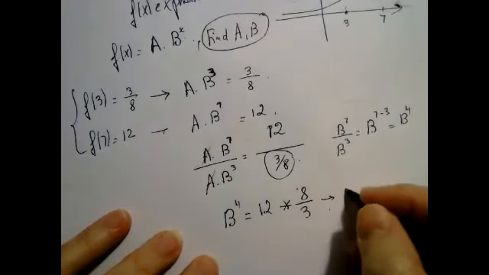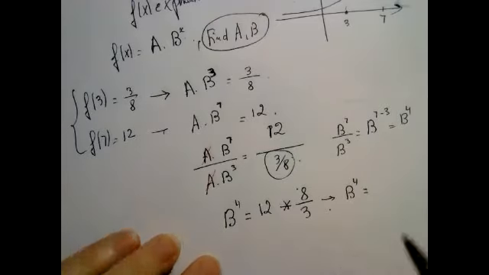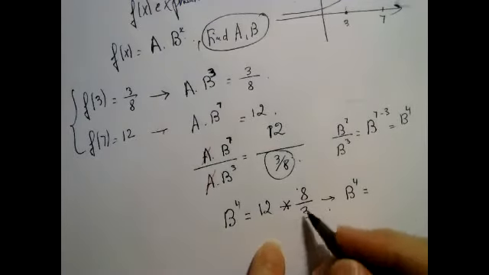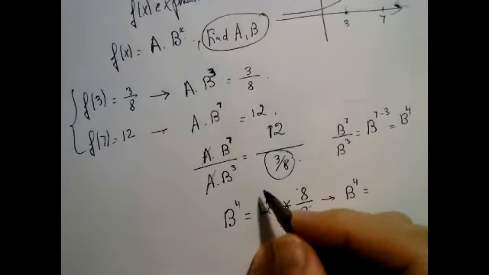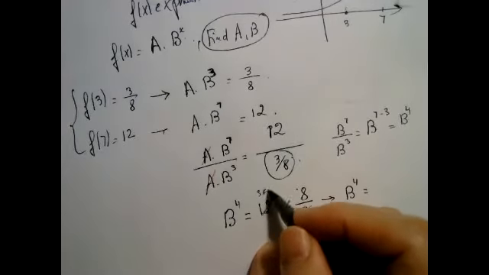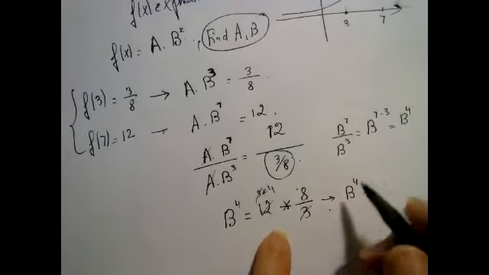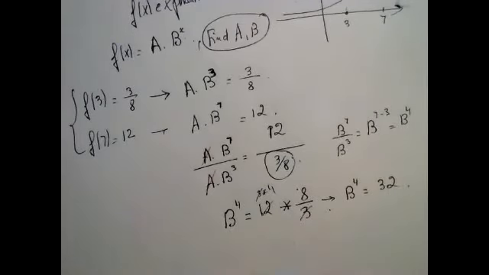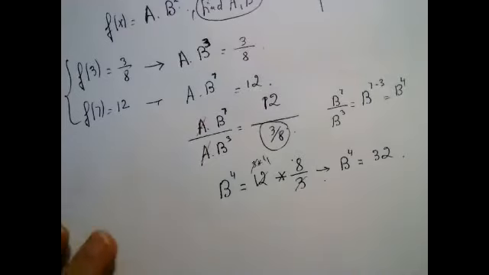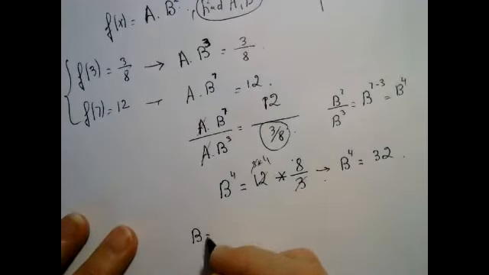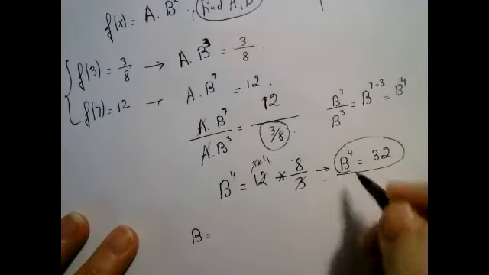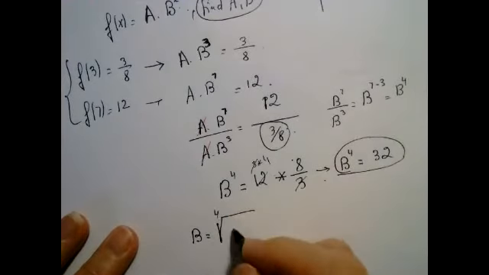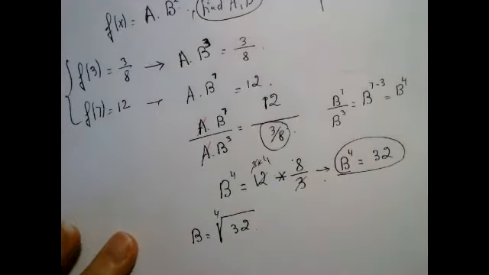So now we can do a little bit of math. So b to the 4 equals 12 times 8 over 3. We can simplify because 12 is 3 times 4. The 3 simplifies, and I will get 4 times 8, which is 32. Okay, now we get to the b. If b to the 4 is 32, b is the 4th root of 32.